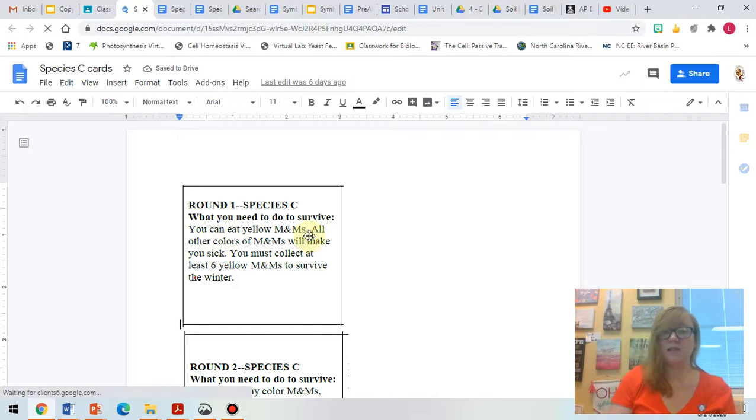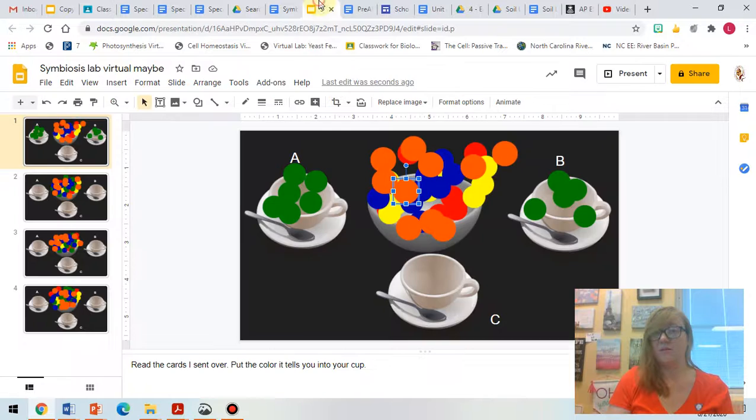Oh, species C can only eat yellow M&Ms. Okay, well, so I'm going to go back to my lab, and as C, I'll move in some yellow M&Ms. Aha, take that, everybody. I'm going to take all the yellow, because none of you need, oops, not blue, that'll make me sick. So I'm going to take all the yellow I want.